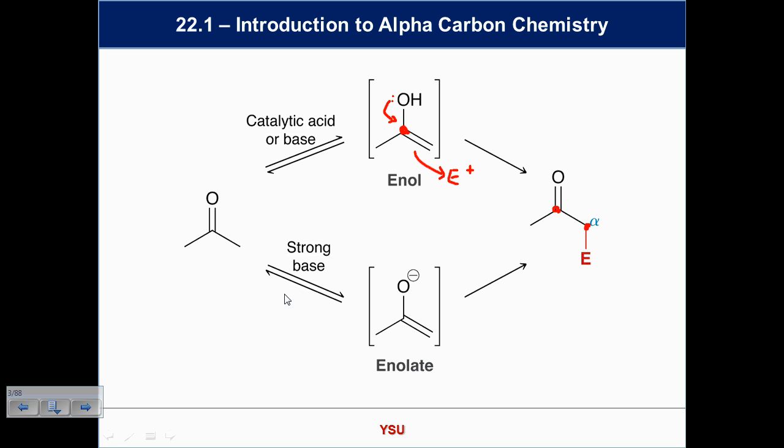Down here, we've got the possibility of doing this with base. What we'd do here is take off that proton, make the enolate, and then it itself is nucleophilic. We can use that again to go after, and you'll be doing these arrows a lot in the next couple of weeks. Nucleophilic attack at the alpha carbon. So it is a fantastic way of functionalizing materials at carbon by making carbon-carbon bonds.